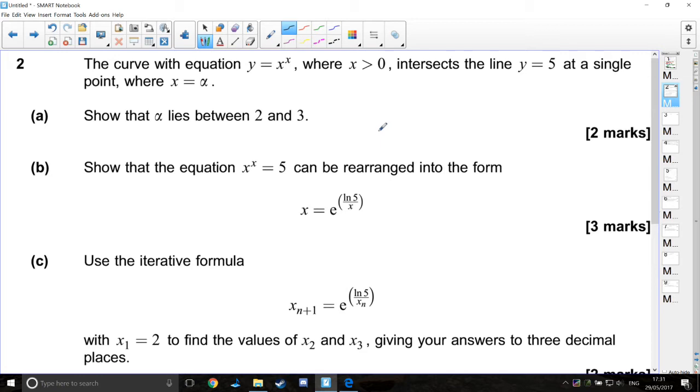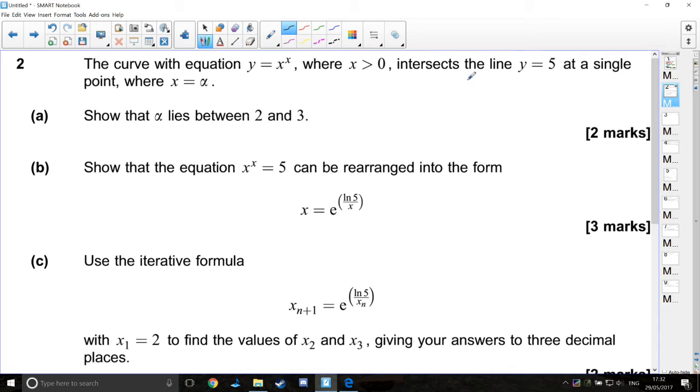So the standard method for this is to set whatever you're given equal to the other equation that you're given, and then rearrange so that it's equal to 0. Once you have that, you can substitute in 2 and then 3, and you should notice a change of sign, and for AQA that is enough to show that there exists a root. Of course, both graphs have to be continuous in that interval for that also to be true, but AQA don't seem to care about that.